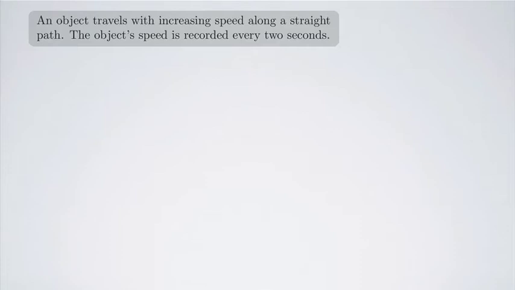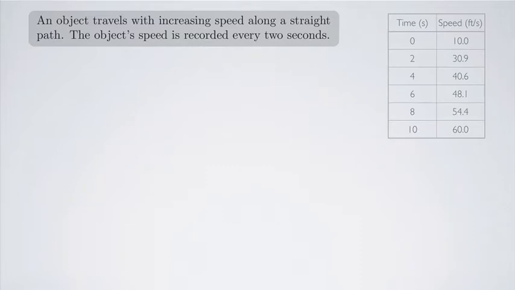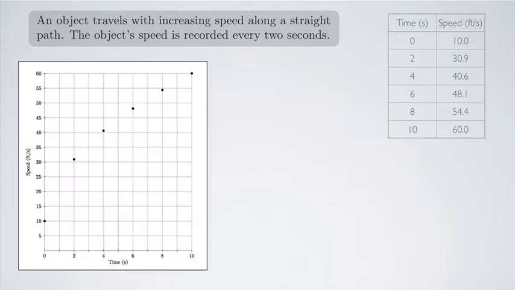An object travels with increasing speed along a straight path. The object's speed is recorded every 2 seconds. Here's a table that shows the speed measured in feet per second every 2 seconds for 10 seconds. And here's a graph that's plotting the measurements. And we want to figure out a lower estimate and an upper estimate for the distance traveled.